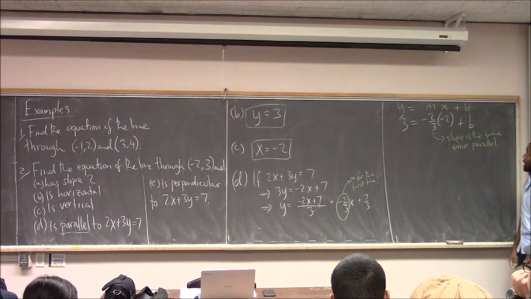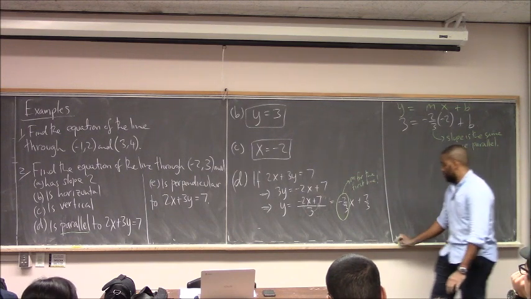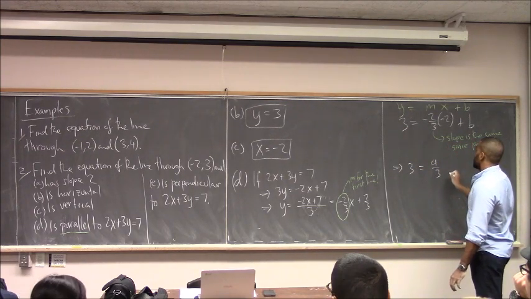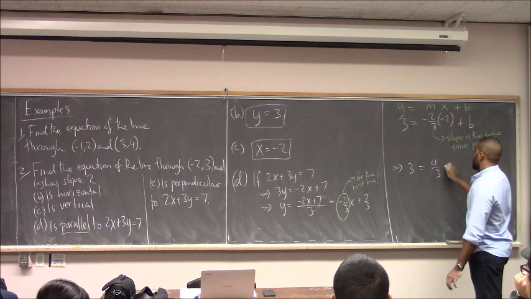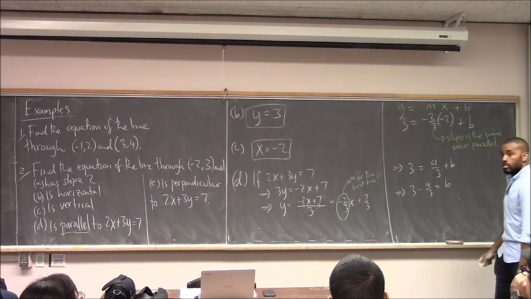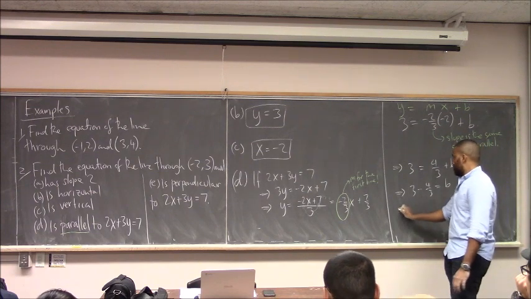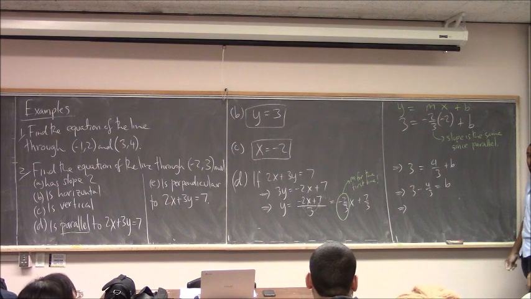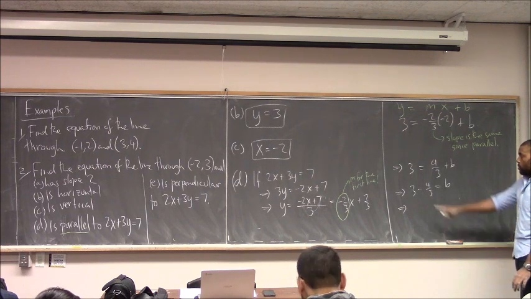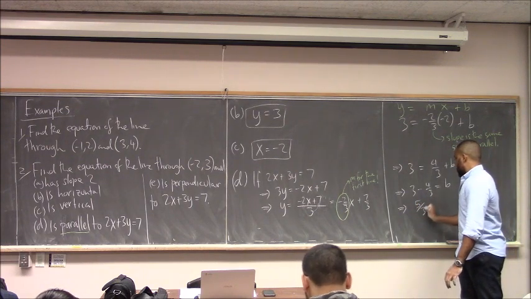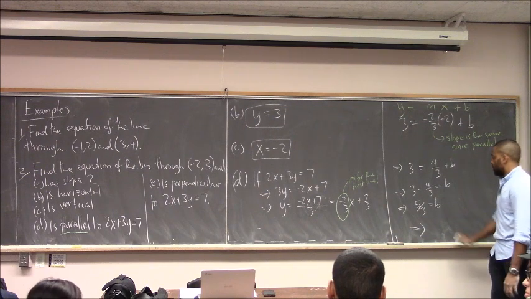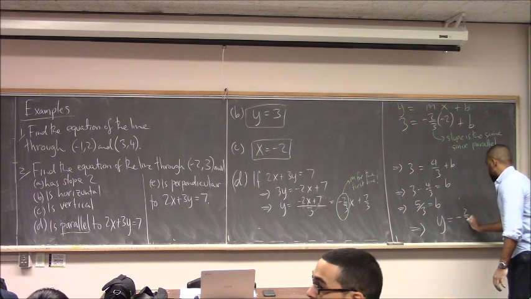Okay. And so now what do we have? You simplify: 3 equals negative 4/3 plus b. And then you subtract 4/3. Whatever that is, it's 5 over 3. Okay, and so your final equation would be y equals negative 2/3 x plus 5/3.